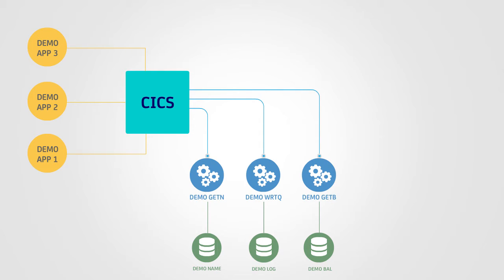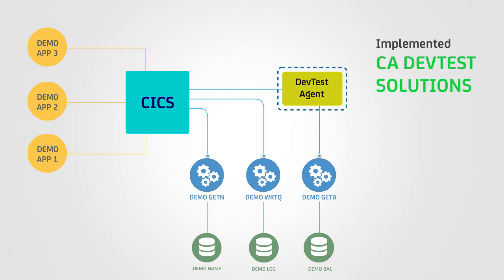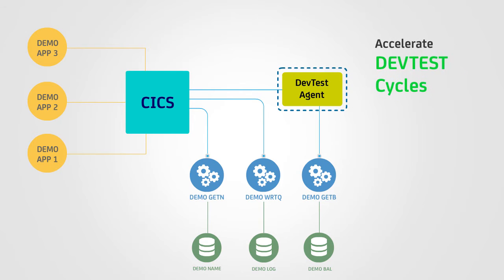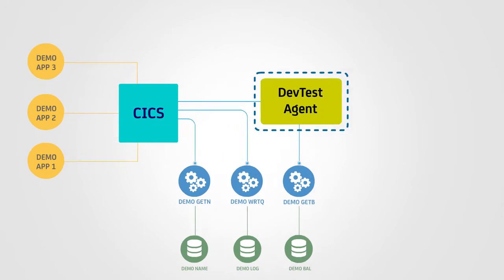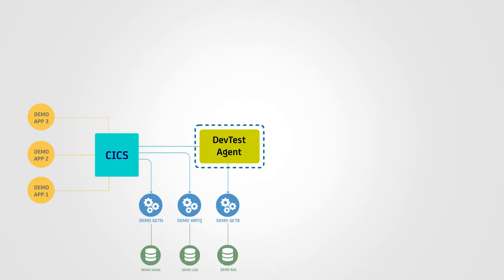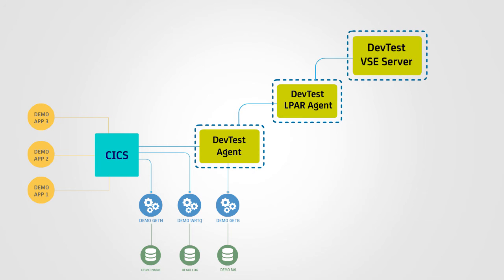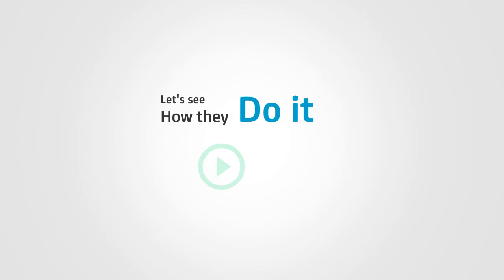Recently, Headmoral Bank has implemented CA DevTest solutions to accelerate their dev test cycles, improve quality, reduce infrastructure cost, and speed time to market. They are excited to learn that one of the prominent features of the CA DevTest solution suite is that it can virtualize CICS programs. They plan to use it to virtualize the Demo BAL VSAM file. Let's go ahead and see how they do it.